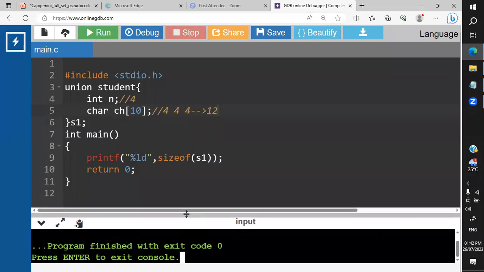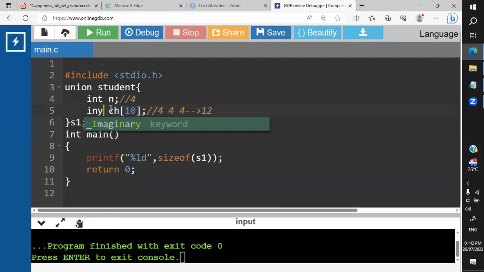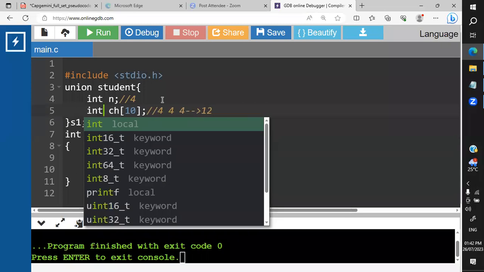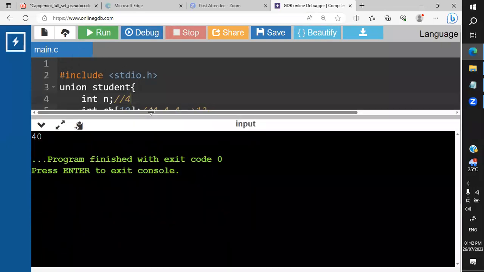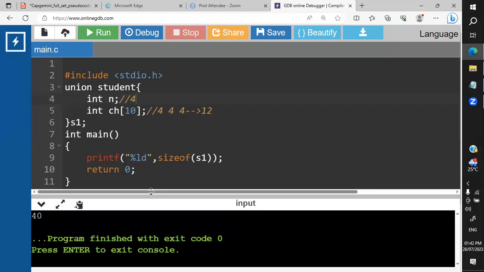If you take an integer array also, it will be similar. Let's see that. For example, if I take int ch of 10, what will be the output? It should be in multiples of 4: 10 blocks of memory in multiples of 4, 40 bytes. Understood that?